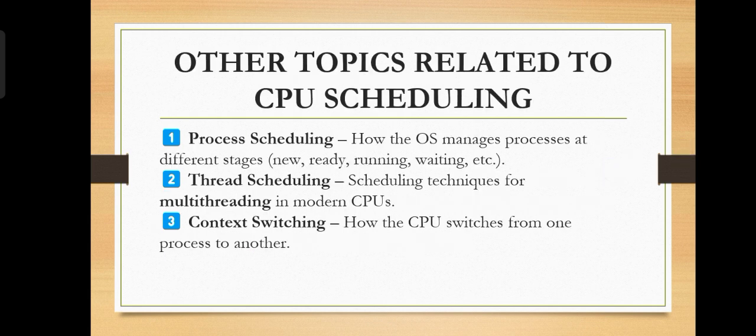And next, other topics related to CPU scheduling. First, process scheduling. Process scheduling deals with how the OS manages processes at different stages, that is new, ready, running, waiting, etc. Next, thread scheduling. Scheduling techniques for multi-threading in modern CPUs is known as thread scheduling. Next, as we saw in the previous slides, context switching: how the CPU switches from one process to another.